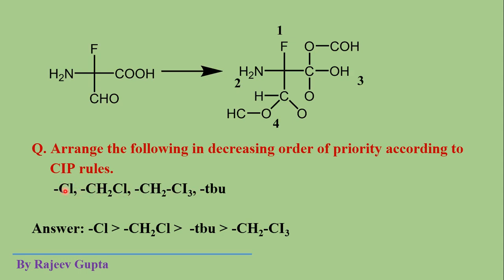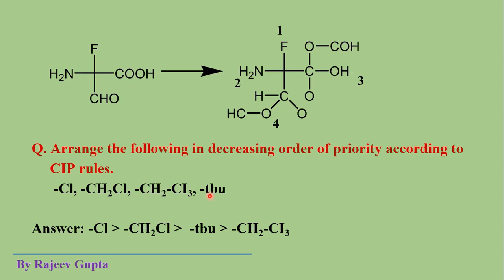So first compare the atomic number of the atom which is directly attached to the chiral center. This is a chlorine atom. Here directly attached is carbon, not chlorine. Here a carbon atom is directly attached to the chiral center in this chloromethylene group, this is another group, and this is the tertiary butyl group. So this is chlorine, and here carbon is directly attached, here carbon, here carbon.